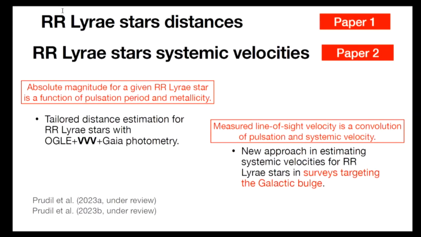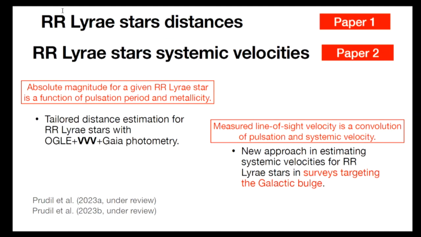So this is where we basically start our study. We decided to go back completely to the beginning, recalibrate everything, both the spatial and the kinematic part, and then add it all up into one paper for the Milky Way bulge. So we started here, and then we progressed into 2 parts. Basically, paper 1, where we try to recalibrate the distance estimation for the RR Lyrae stars with the thought in mind to have a tailored estimation for the absolute magnitudes for the surveys that are targeting the Milky Way bulge, in particular the OGLE survey, the VVV survey, and Gaia.